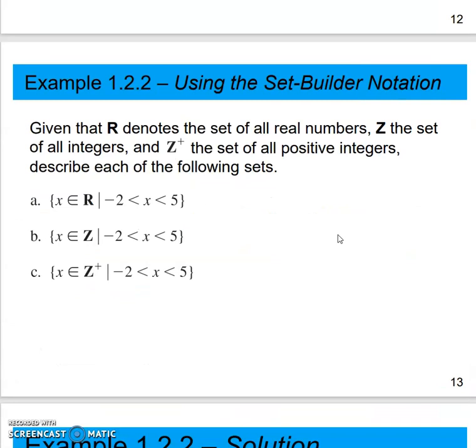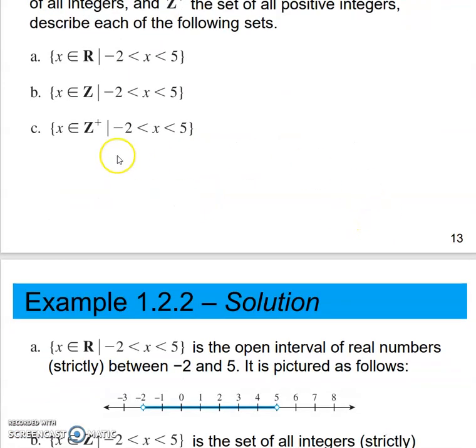So let's look at that set builder notation. So remember, R is the real numbers, Z is the integers, and Z plus then would be the positive integers. So let's describe the following. So here is my first notation, and I would read that as x is in the real numbers, or you could just say x is a real number, such that x is between -2 and +5. On our number line, I would then shade those middle parts, and you'll notice I have open circles at the end because we are not including those endpoints.